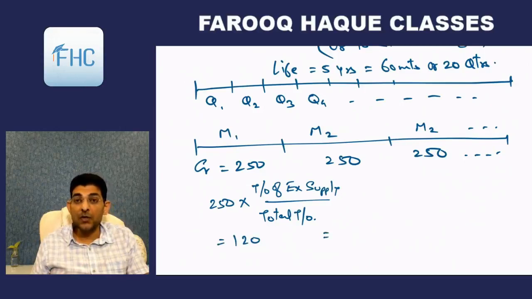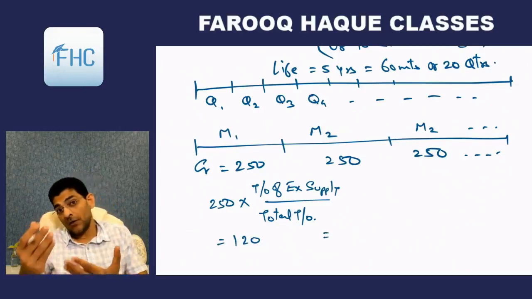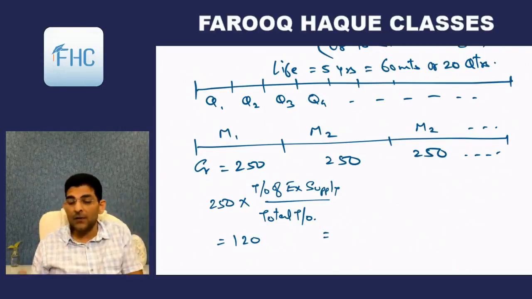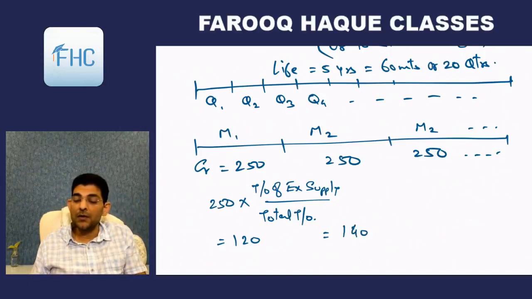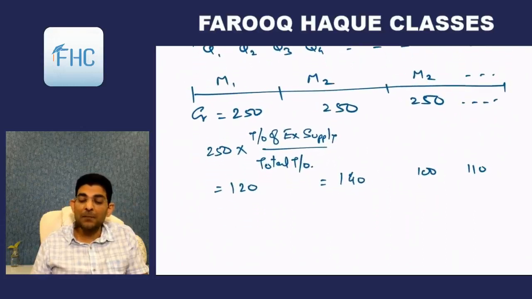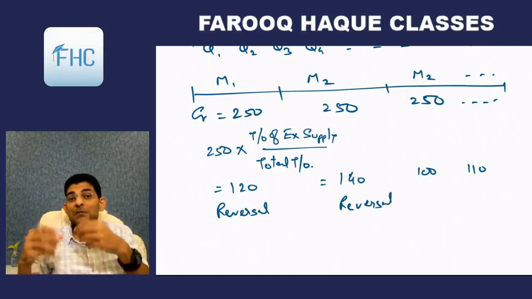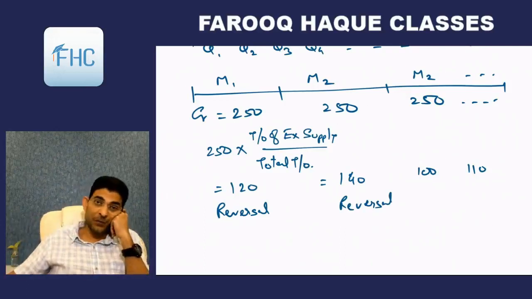In another month, because the ratio may change, exempt turnover upon total turnover ratio, the percentage may change every month. So sometimes it can be 120, then it can be 40, then it can be 100, and it can be 110, and so on and so forth. So these amounts will keep reversing. So over the period of 60 months, we'll keep on reversing some amounts, partial amounts.